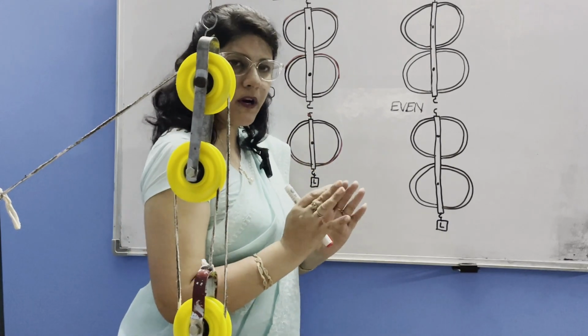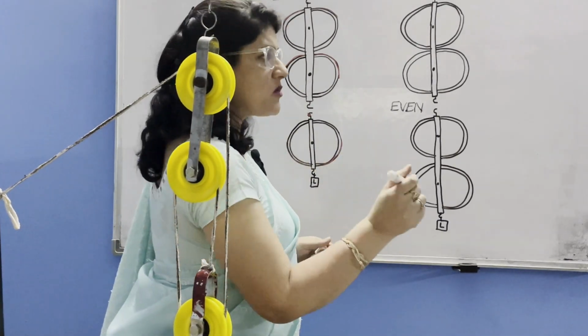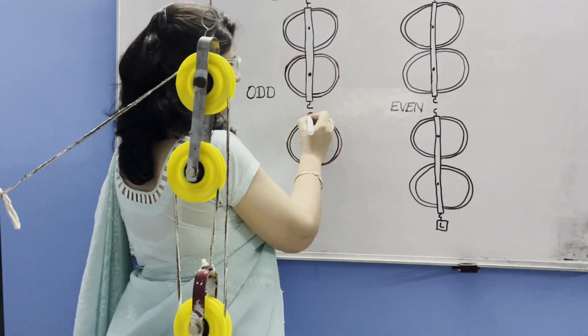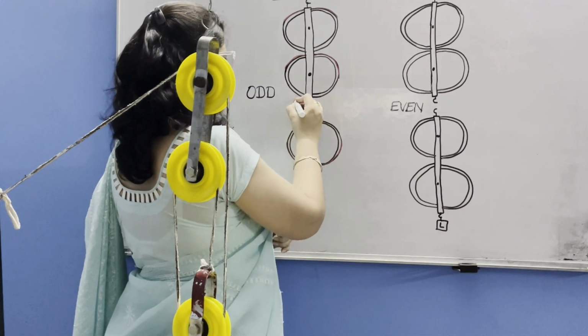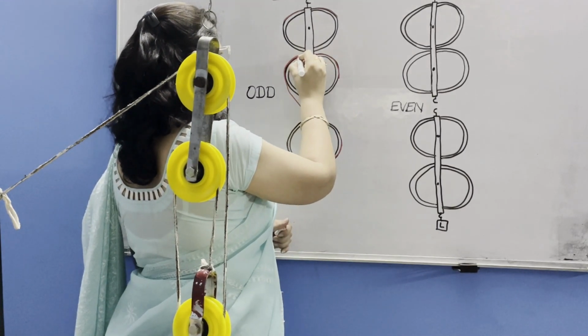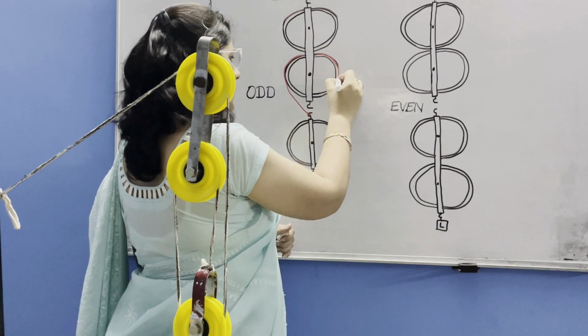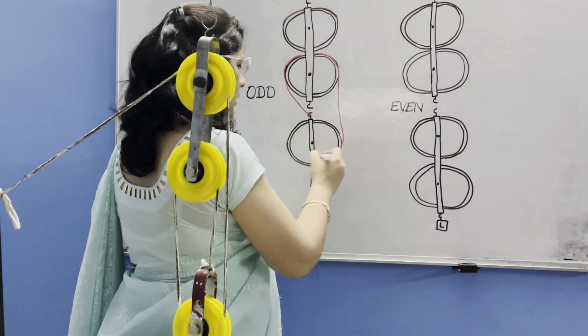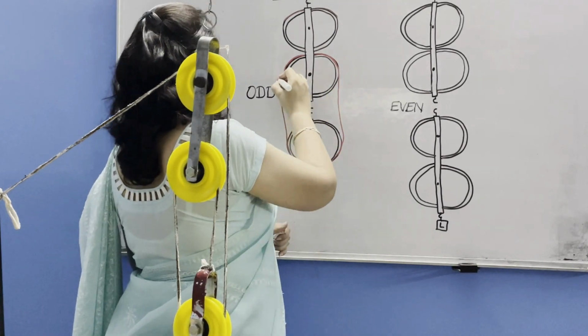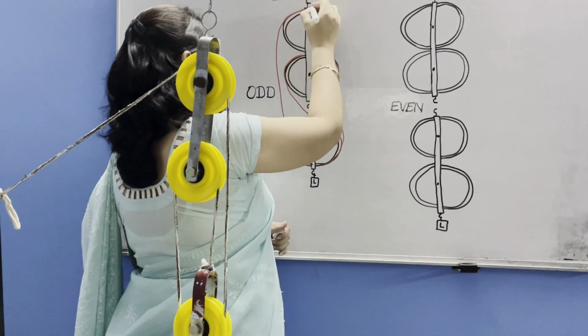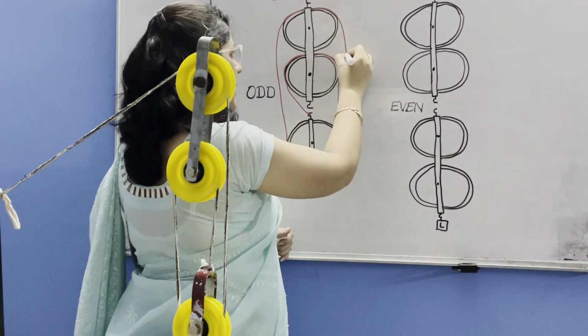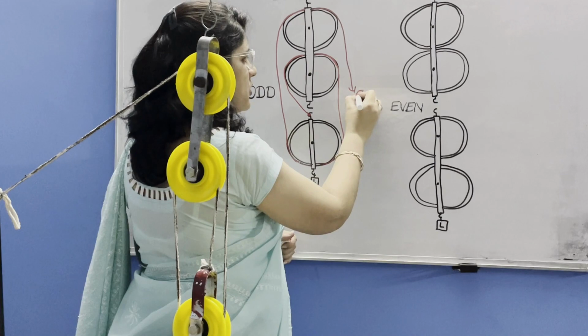If we have an odd number of pulleys, then we need to start the string from the hook of the lower block. We will start from here, and then we will go to the second pulley of the upper block and then come down to the pulley in the lower block, and then again go upward to the first pulley in the upper block, and then effort in the downward direction, which is our preference.